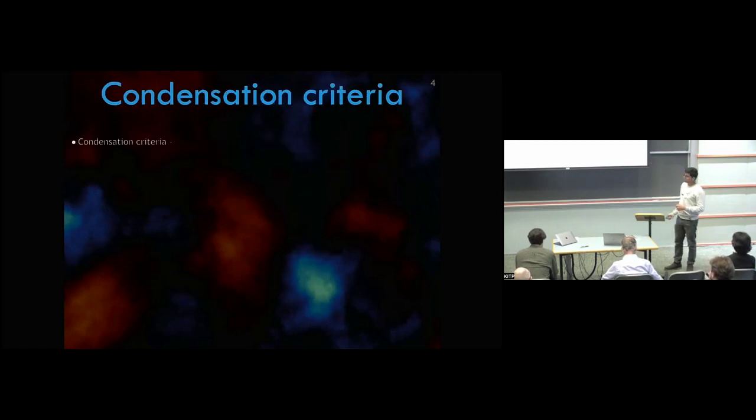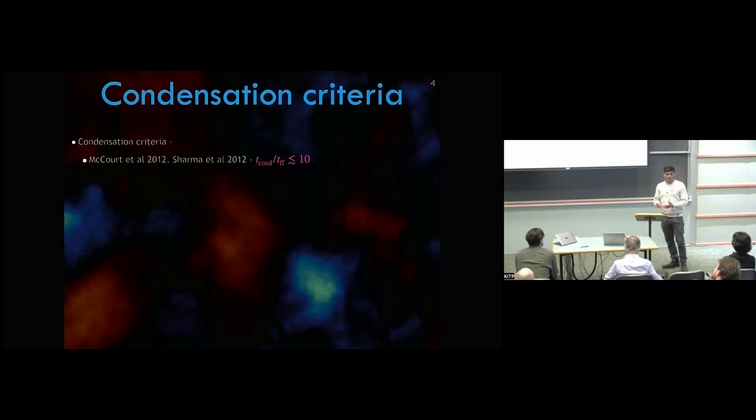Right. So also, I'm not the first person to talk about this. This work was probably started 12 or 15 years ago, first by Mike McCourt and Prateek Sharma, and they came up with this criterion, which many of you might know, that t_cool by t_free fall being less than or equal to 10, and then you see multiphase gas in galaxy clusters. So galaxy clusters, circumgalactic medium, it applies to many of them.